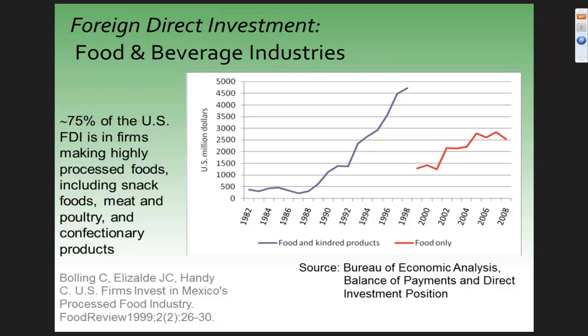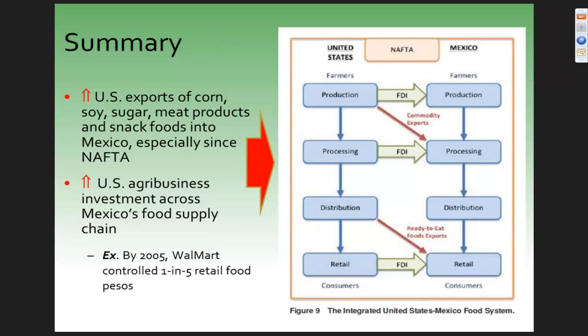So in summary then, what the study we did has laid out is this increase in U.S. exports of corn, of soy, sugar, meat products, and snack foods into Mexico since NAFTA. As I said, all along the supply chain, which are these blue boxes in both countries, and simultaneously increase in U.S. investment along the food supply chain. And I mentioned the retail side, and just to give an example, in the retail food sector in Mexico, by 2005, 1 in 5 pesos was controlled by just one company.